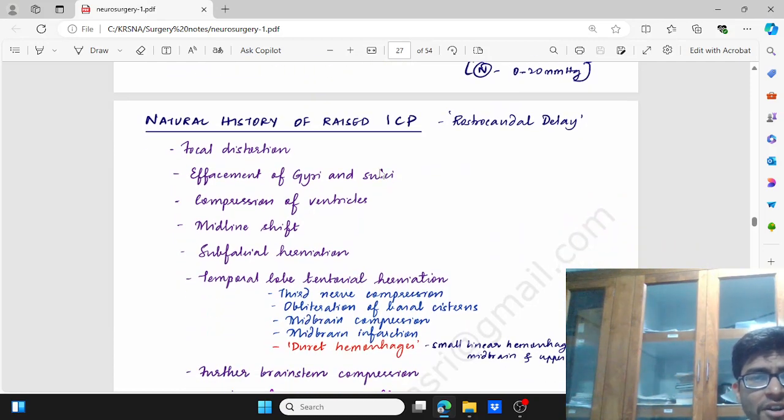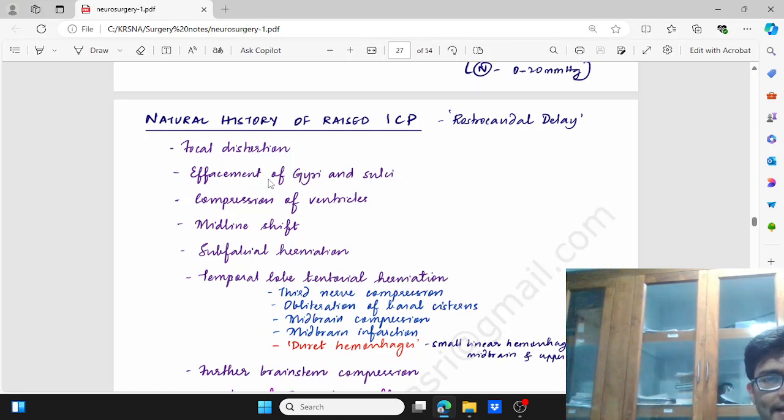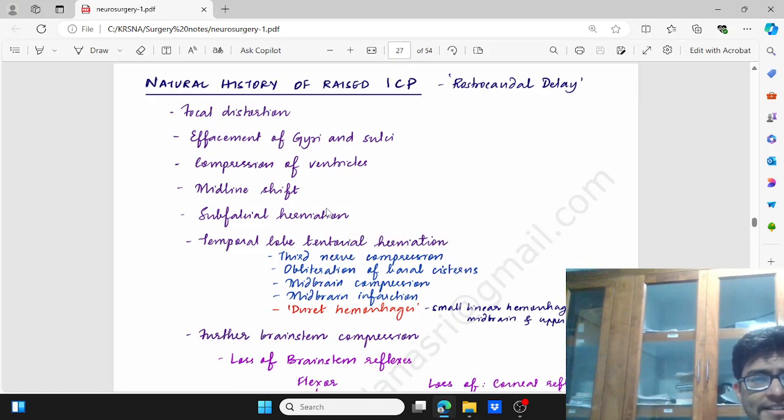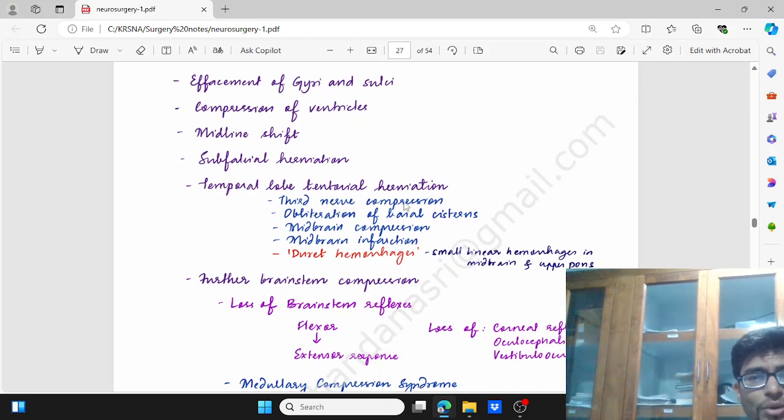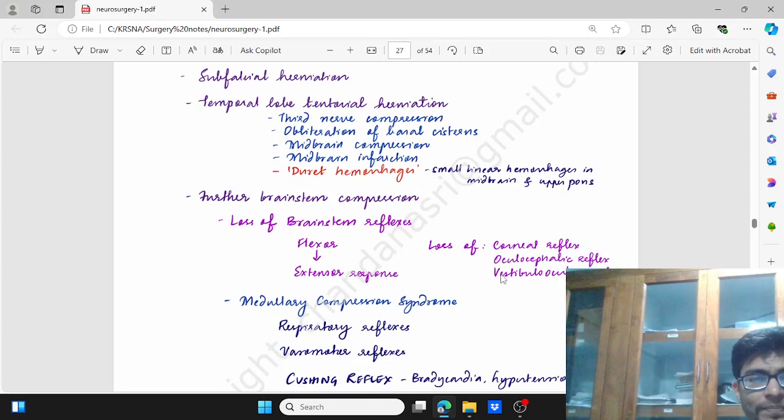Now we see the natural history of raised ICP, which is a rostrocaudal delay. Initially there will be focal distortion, then effacement of gyri and sulci, then compression of ventricles, then midline shift, subfalcine herniation, then temporal lobe tentorial herniation, which will result in third nerve compression, obliteration of the basal cistern, midbrain compression and infarction, then Duret hemorrhages, which are small linear hemorrhages in the midbrain and upper pons.